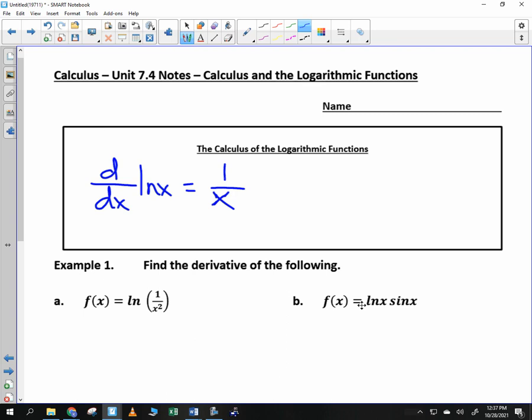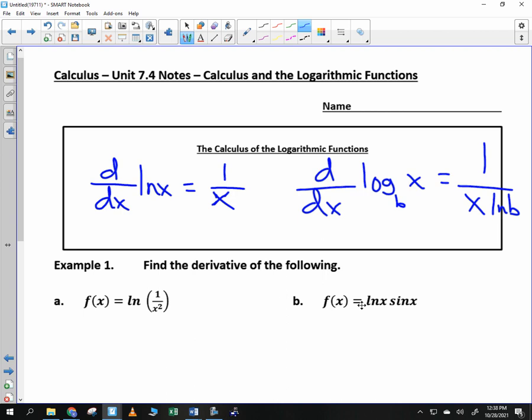What's the base of a natural logarithm? It's a letter of the alphabet. E. Very good. So suppose you had something that had a different base, like a base of 10 or a base of 2. It would say log base b of x. So the derivative of that would be 1 over x times the natural log of b.